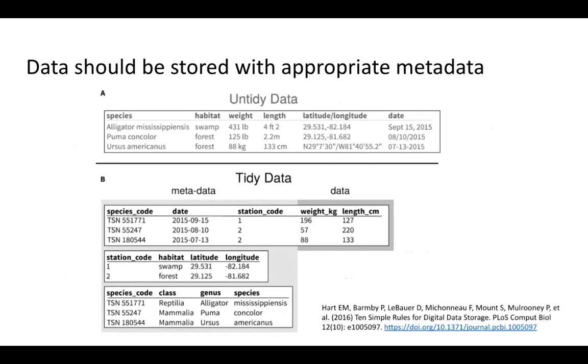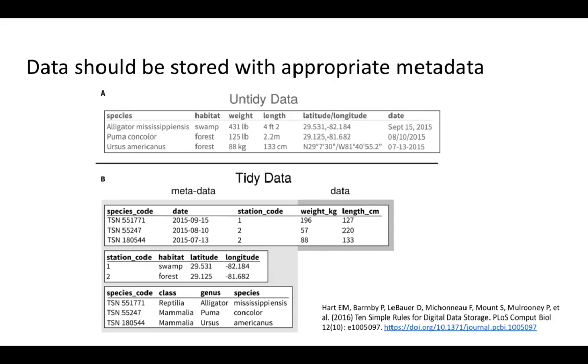Data should be stored with appropriate metadata. And again, metadata is the contextual information required to interpret data and should be clearly defined and tightly integrated with your data. So recall our tidy data. When data is organized in this way, the duplication of information is reduced, and it is easier to subset or summarize the data set to include the variables or observations of interest.